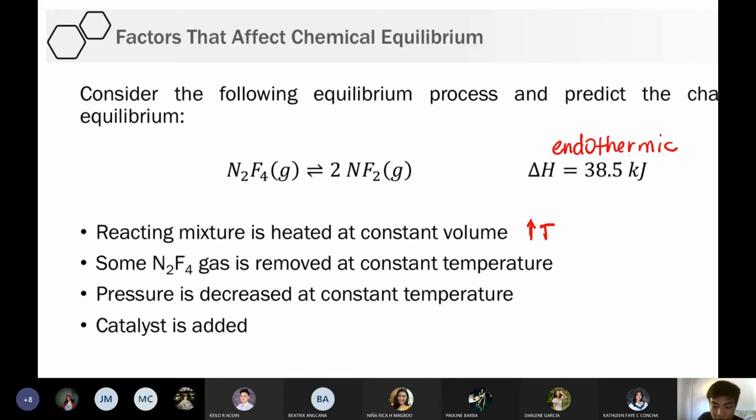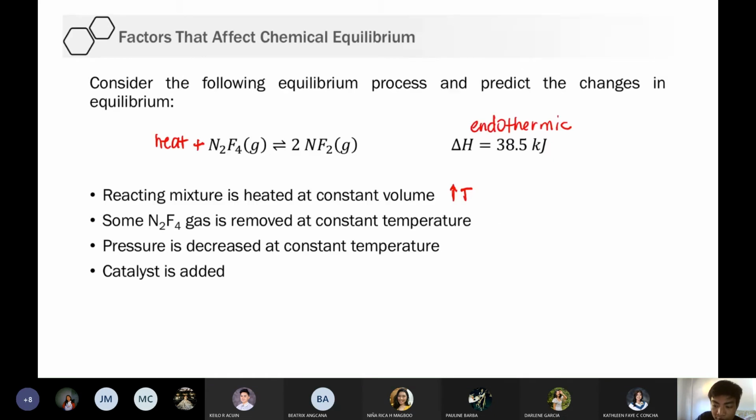So for endothermic reactions, imagine your heat as reactants. Since we increase the temperature, we are increasing the heat. That means we are increasing the amounts of reactants. So in order to achieve equilibrium, the system will shift towards the right. It will shift to the right, because increasing the temperature will mean increased heat. Since we have greater amounts of reactants compared to products, it will push the reaction to the right side.